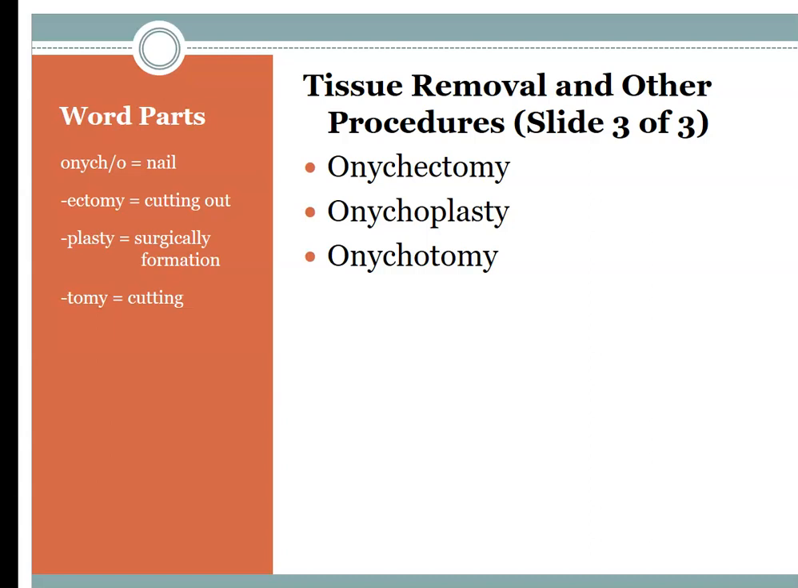Some other tissue removals and other procedures. An onychectomy is the removal of a nail, usually to treat trauma. An onychoplasty is the removal of a nail matrix to treat ingrown toenails. An onychotomy is the cutting of a nail to drain a subungual hematoma. Your word parts: onycho is nail, plasty is surgical formation, and tomy is cutting.